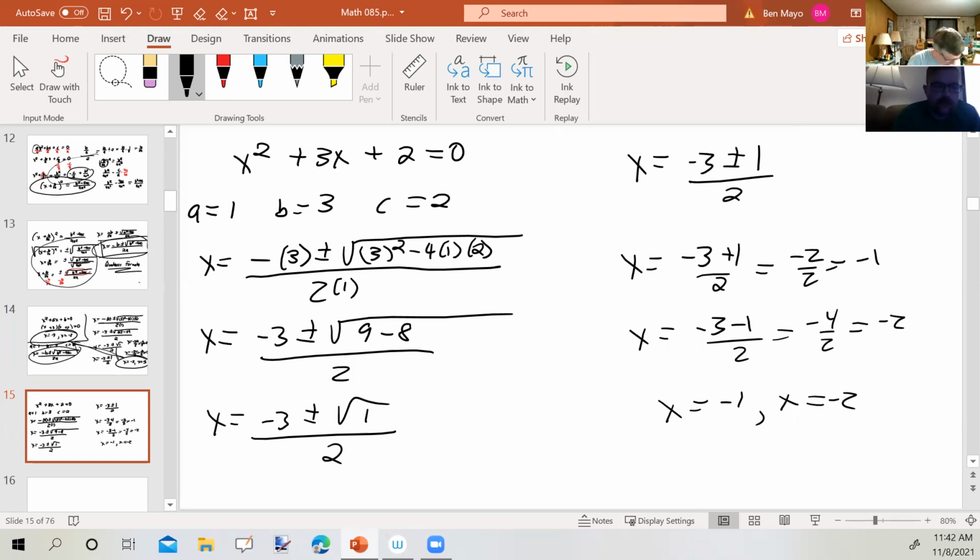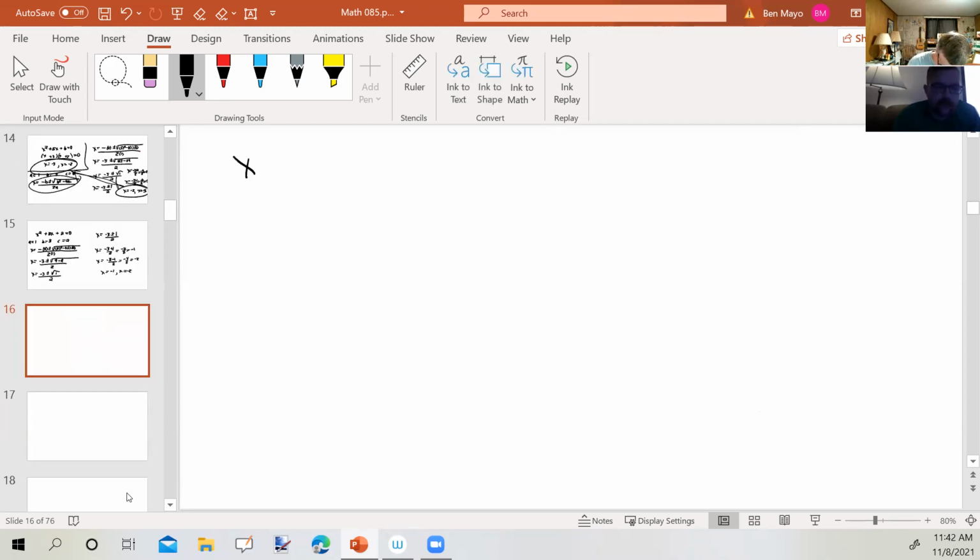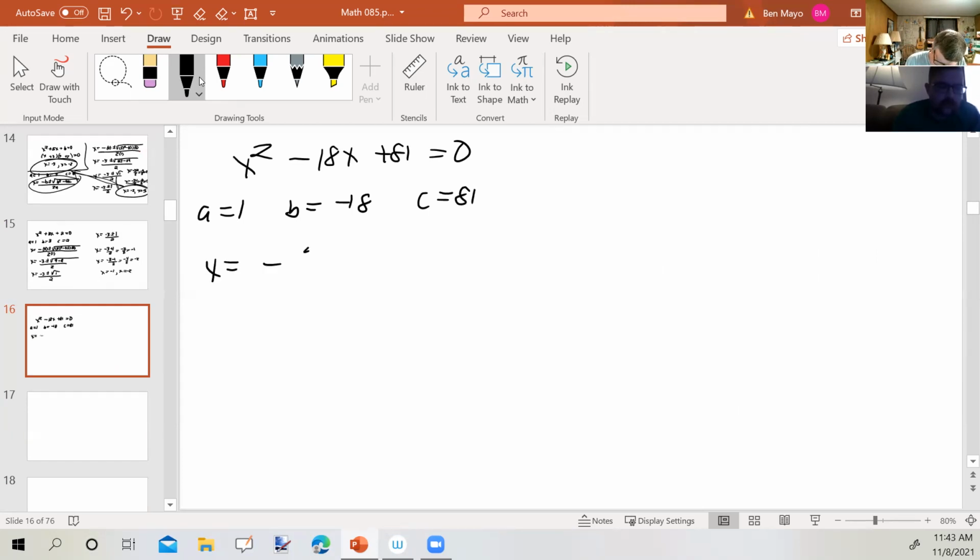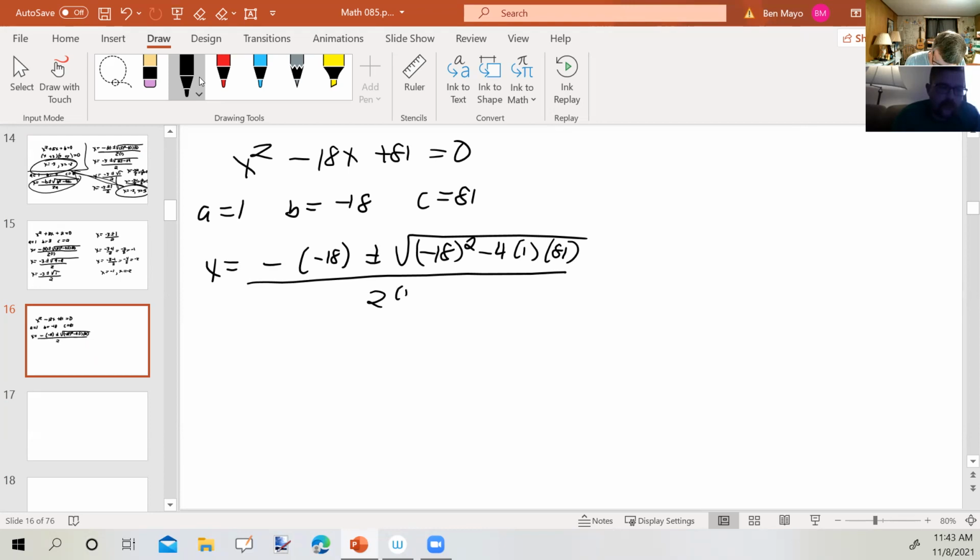All right, let's take a look at this example. X squared minus 18x plus 81 equals 0. This is a quadratic or second degree equation. It's in standard form. A is 1, b is negative 18, and c is 81. X equals negative b plus or minus the square root of b squared minus 4ac all over 2a.